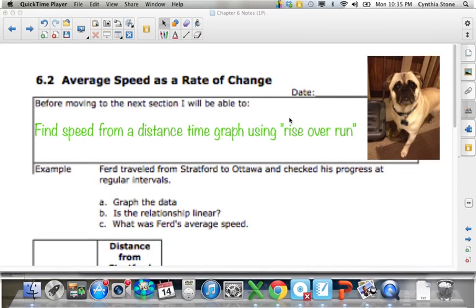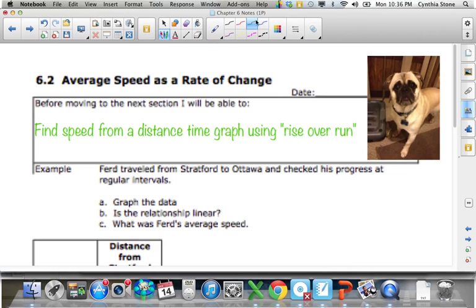Okay, so here we are, note number 6.2, called Average Speed as a Rate of Change. Essentially today's note is about graphs, and it's always the same kind of graphs, and we've talked about this kind before, the distance time graphs. So we're specifically talking about distance time graphs, and we're going to use a special formula, which is rise over run, and we'll see what that means very soon.